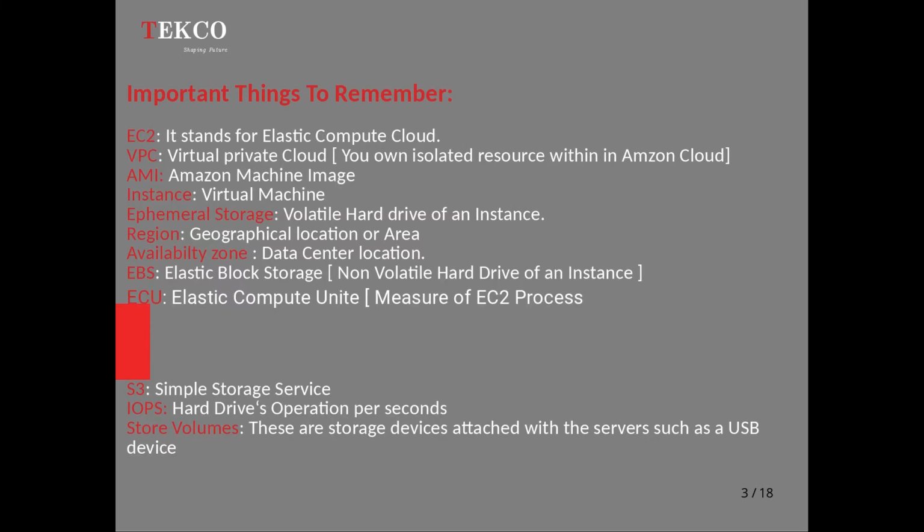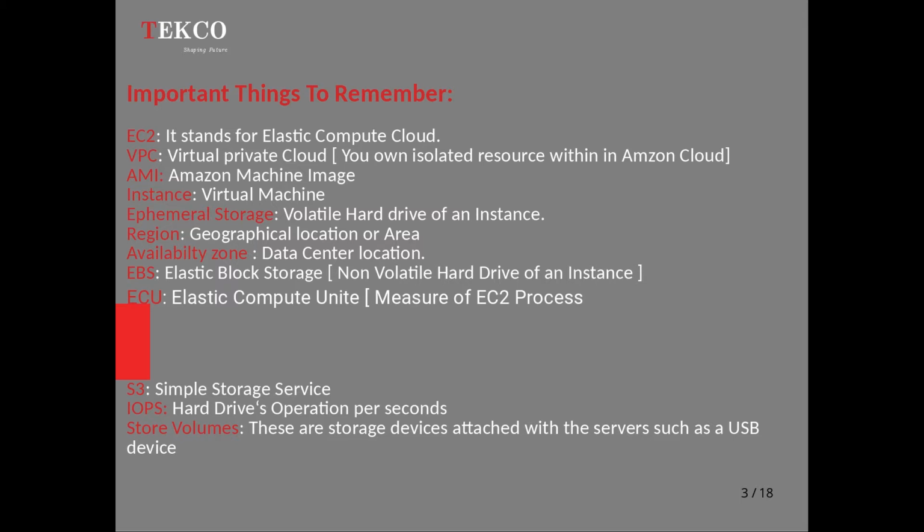A few important things to remember. EC2 stands for Elastic Compute Cloud. VPC is a virtual private cloud. It's basically the private space where you will be doing all the stuff and creating your instances. AMI stands for Amazon Machine Image. Instance means a virtual machine.